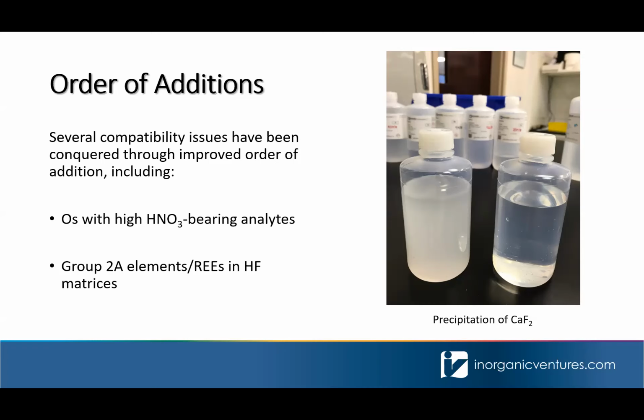So the photo on the right, what we've done is we've switched up the order of addition. So what we've done is added the calcium last when the solution is very close to volume, and we've diluted out the majority of the HF matrix. And what you can see is we've prevented the formation of that fluoride salt. Okay, so order of addition, really important when you're combining your stock solutions to make your calibration solutions.